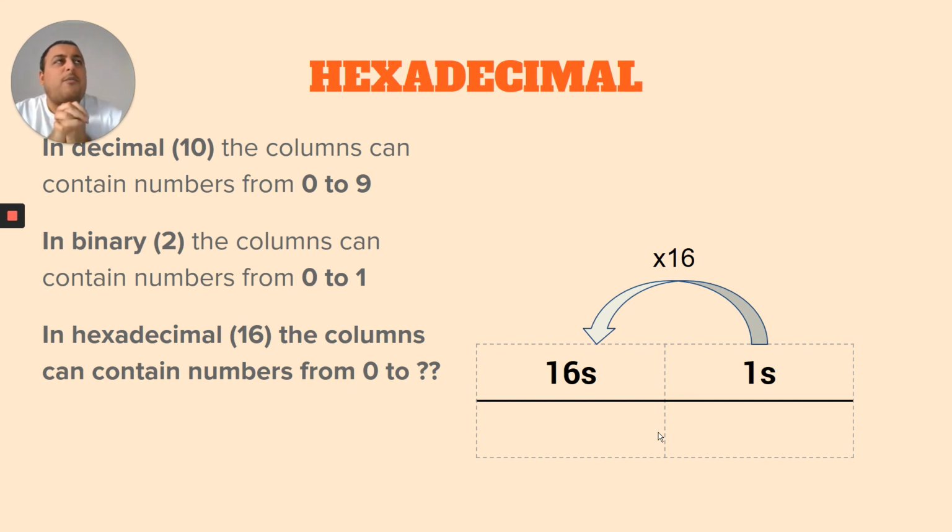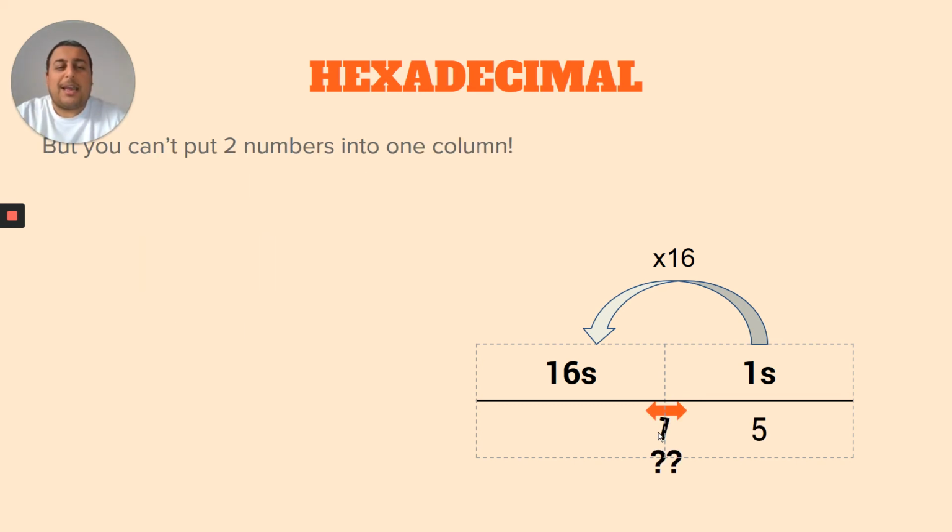Like I said, if we were to have, let's say, 15 in our units column, we can't just write the number 15. It's very much similar to the decimal example. We'll go do that in just a second. Hexadecimal goes from 0 to 15. Like I said, we can't put 15 in the units column, so we're going to have to move that unit over into the 16s column. I'll tell you how that works in just a second. You can't put two numbers into one column.